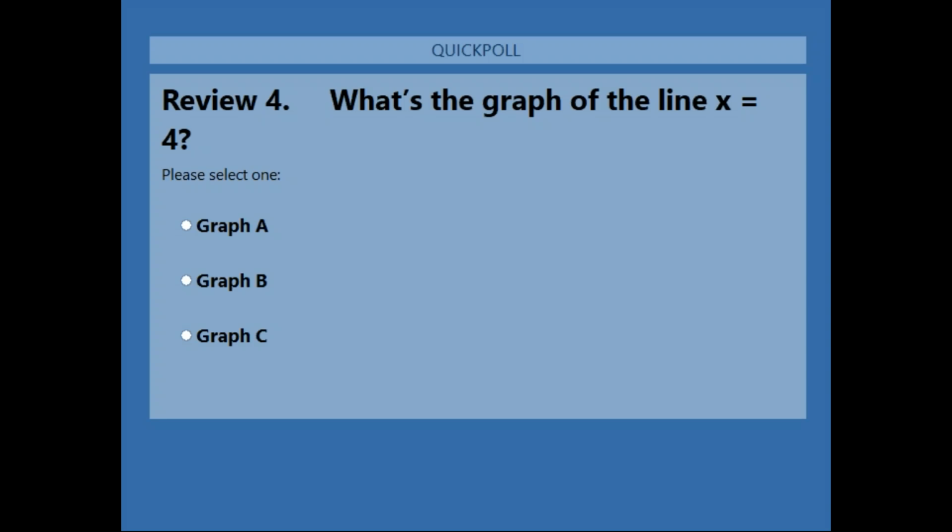In the previous question, we had a special equation, y equals a number, and we said that was a horizontal line. When we have the opposite, x equals a number, that would be a horizontal or a vertical line. Which graph is the correct graph?